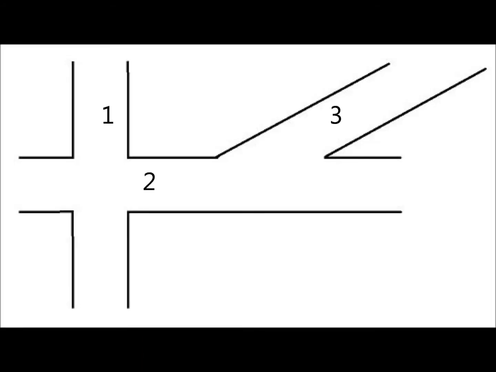For example, many streets intersect another street at a 90-degree angle, making them perpendicular, like streets 1 and 2. But sometimes intersecting streets don't make a 90-degree angle, like 3 and 2, which means they just intersect.